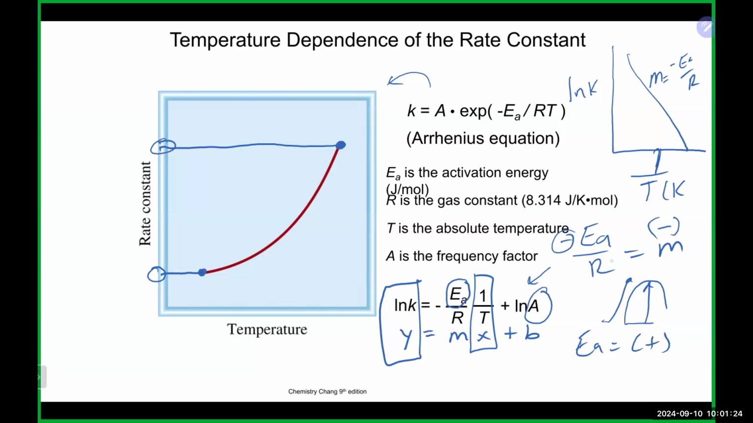Also, a reminder that the R value here is not the one that we use in the ideal gas law, but it is the energy version of the gas constant. So it is the 8.314 version of it, joules per Kelvin per mole. Any questions on any of that? As well, if you wanted to figure out the frequency factor, that would equal the y-intercept in this case. So if you know the y-intercept from your graph, you could also figure out the frequency factor. Any questions on that?